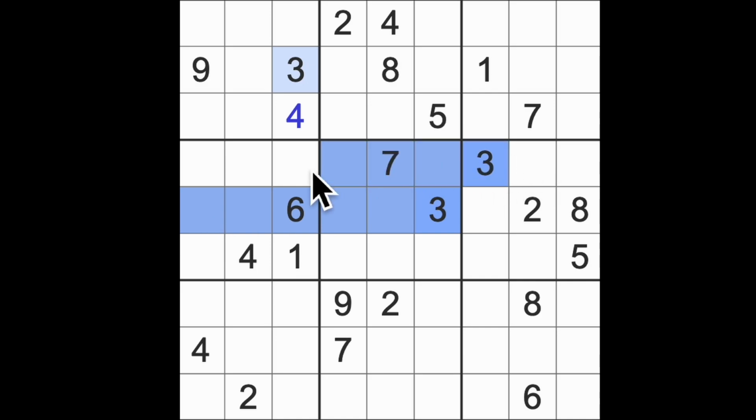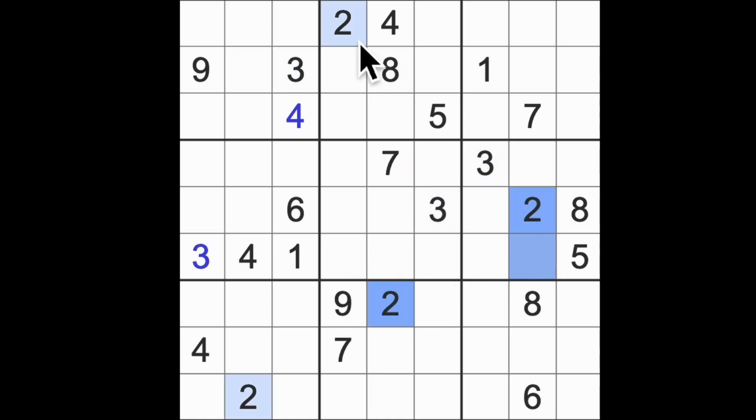Three blocking across here and here. Two blocking this square, and this square. Two blocking both of those squares there, I should say. That will give me a two there. Eight blocking these two squares, and eight blocking down here. That'll put an eight into that square. Seven blocking this square and this square, so there's a seven.